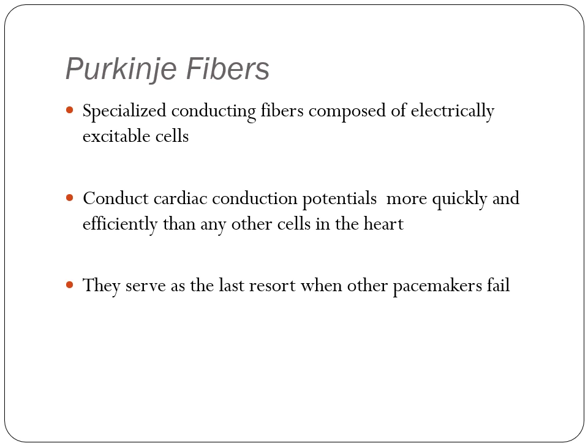They conduct cardiac conduction potentials more quickly and efficiently than any other cells in the heart. And Purkinje fibers serve as the last resort when other pacemaker cells fail. So if the sinoatrial node fails to deliver an action potential, our Purkinje fiber will spontaneously produce its own action potential but is much weaker than what the sinoatrial node can produce.